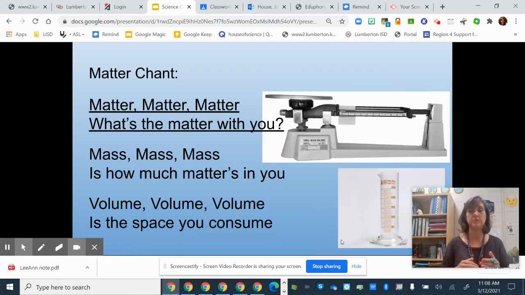So here's how this one starts. Matter, matter, matter, what's the matter with you? Mass, mass, mass is how much matters in you. Volume, volume, volume is the space you consume, like how much space you need if you're in a box, okay?